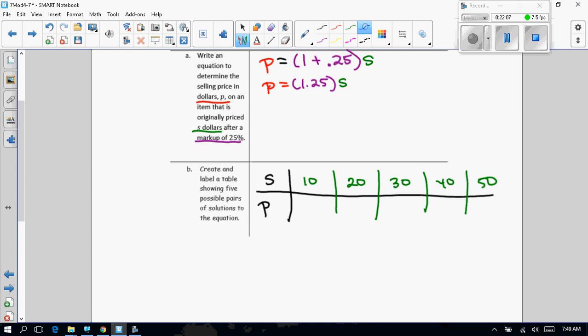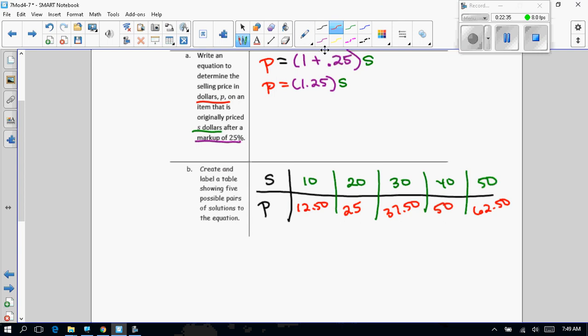So my new price: I bought it for 10, and I'm now going to sell it and put $12.50 on it. I bought it for 20, I put a price tag on it for 25. I bought it for 30, the price tag now says $37.50. I bought it for 40, the price tag says 50. I buy it for 50, my price tag is going to say $62.50. I just multiplied every single one of those by 1.25.